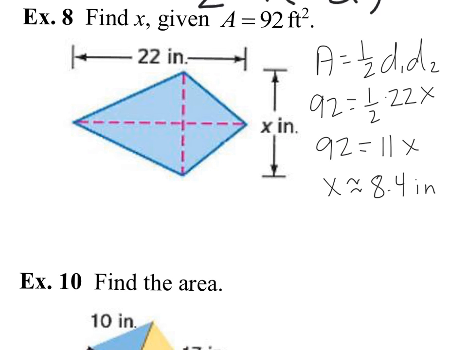In example 8, it says find x given that the area of this kite is 92 square feet. So the area of a kite is found by taking 1/2 the product of its diagonals. So we'll put 92 in for area. Is equal to 1/2 times one diagonal is 22 inches. The other one is x. And so we just solve for x, and we get that x is approximately 8.4 inches. Let me box that.